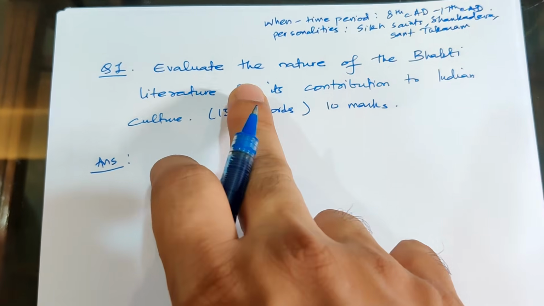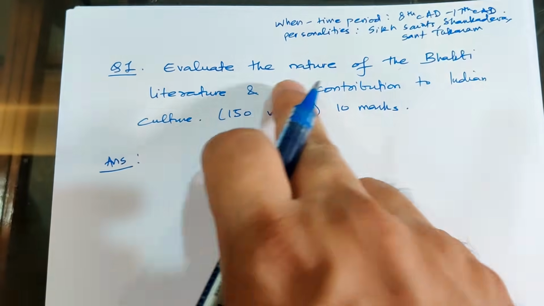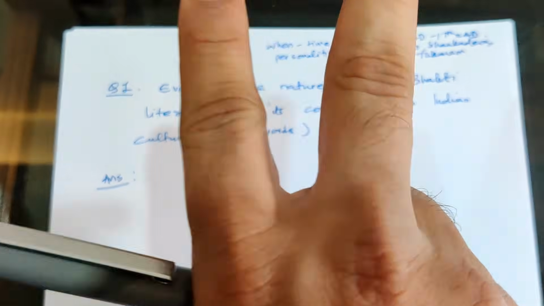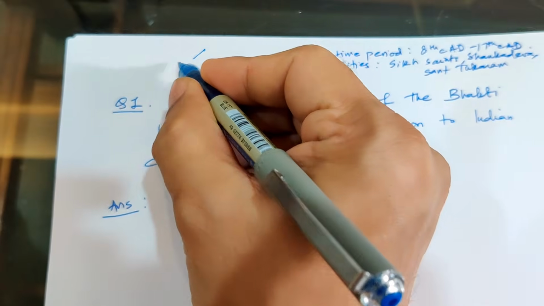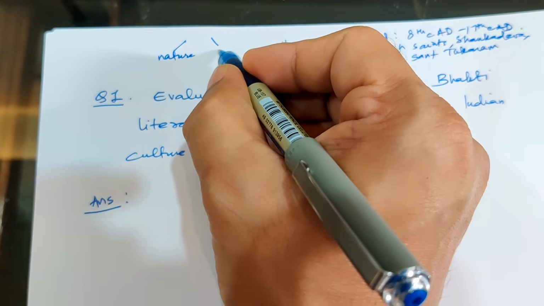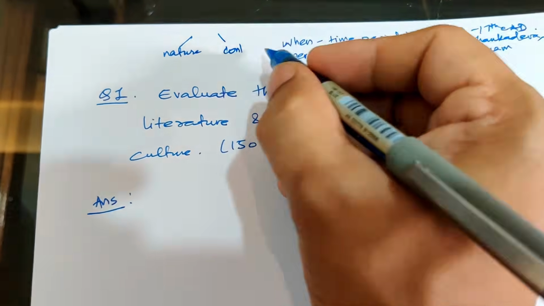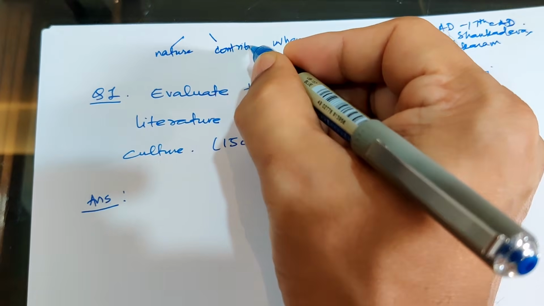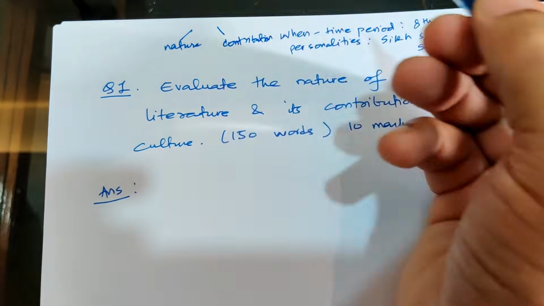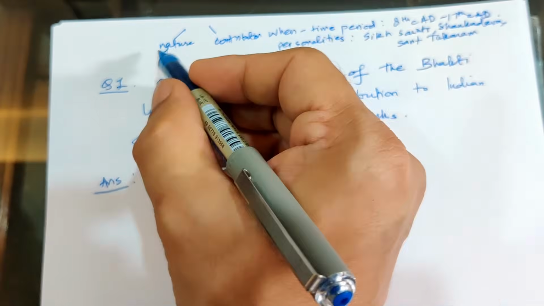And then the main point of the question, the keyword of the question, is the nature of the bhakti literature and the contribution. So you have to cover two things: nature of the bhakti literature and the contribution that it made to Indian culture, right? Contribution.